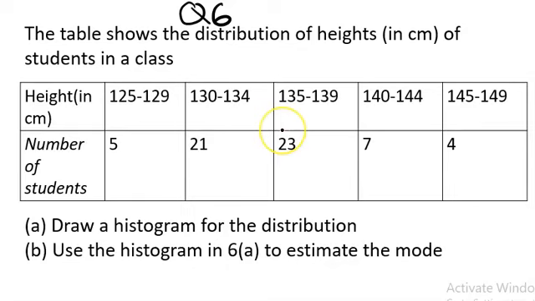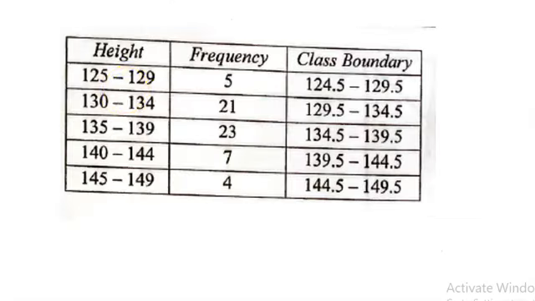We need to construct our frequency distribution table. So this becomes the frequency distribution table. We have the height, we have the frequency, and then the class boundary column. How do we find the class boundary? So look at it carefully. You don't just subtract 0.5. You first look at the difference between the upper class limit and the next lower class limit.